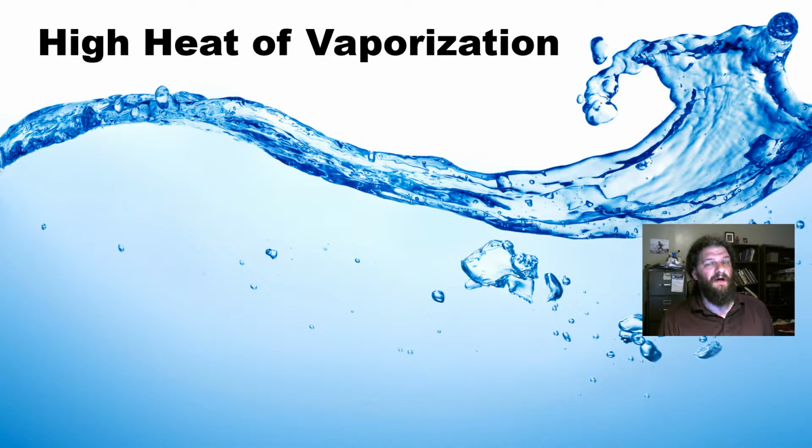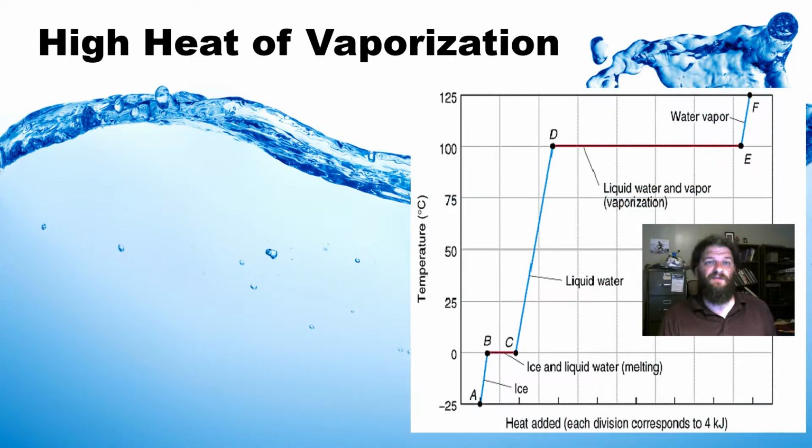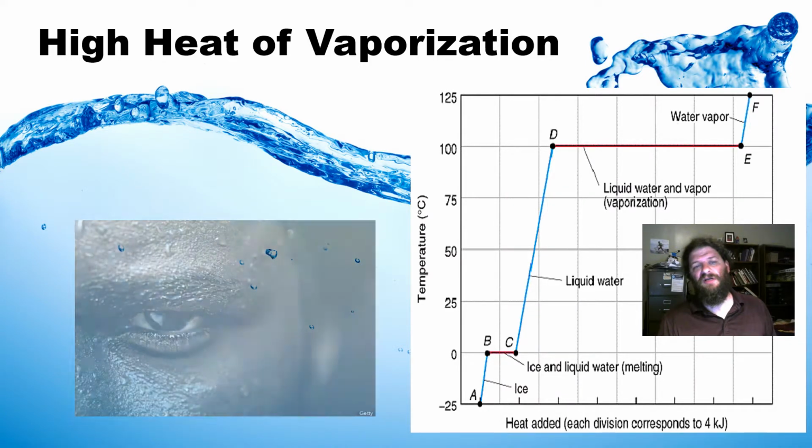Related to water's high specific heat is its relatively high heat of vaporization. Heat of vaporization refers to the amount of energy that it takes to do the phase change from liquid to gas. In the case of water, it takes 40.7, something on that order, 40.7 kilojoules per mole to do that phase change.